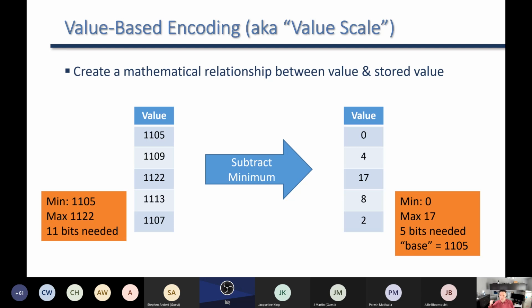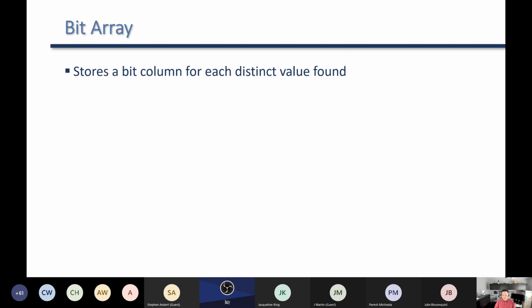This, of course, only works for integer types, and this does not have to be subtraction. This can be a more complex mathematical operation, but the idea here is if we can apply some simple operation and reduce the number of values we're storing, or reduce the size of the values we're storing, we just saved a ton of space. So that's how value scale works.